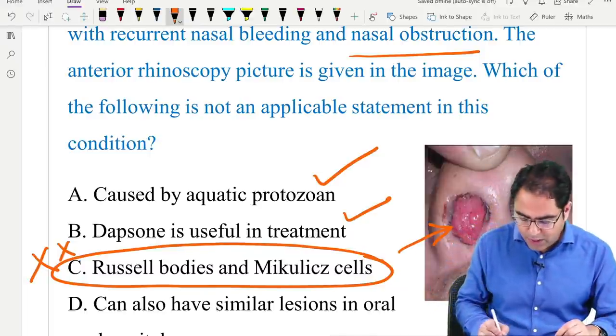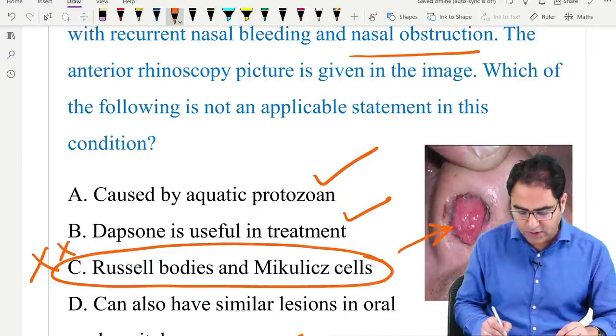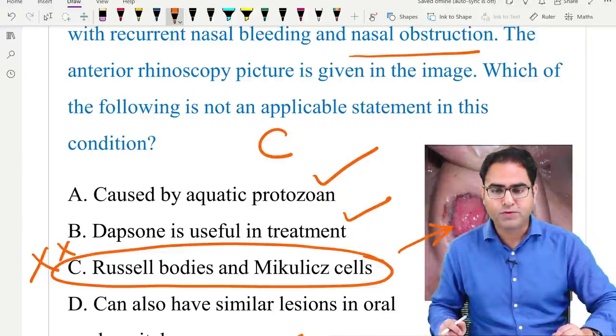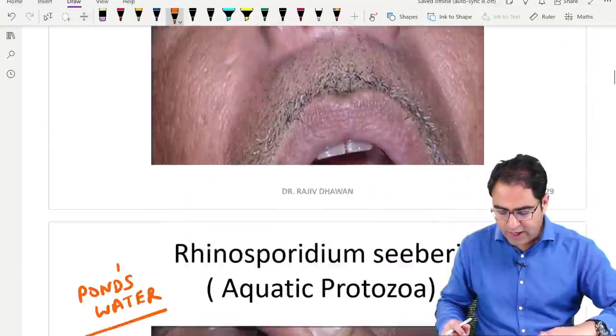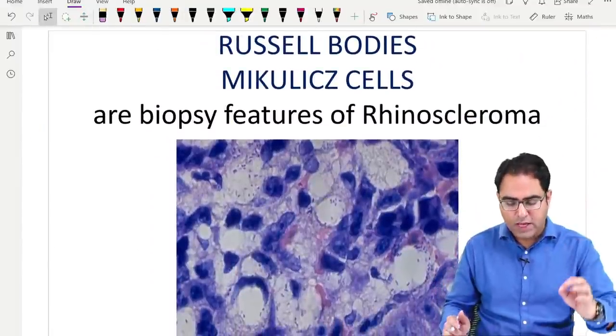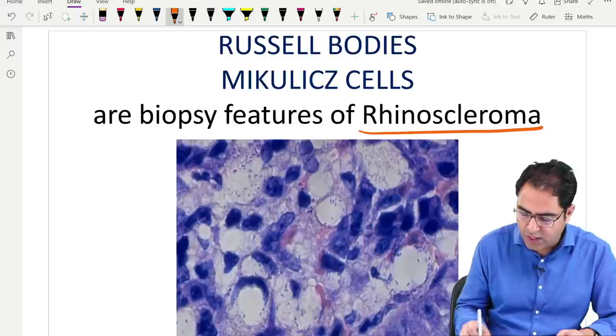And can there be similar lesions in oral cavity and genital mucosa? Yes. The answer to this question is C. C. Very good, Saurav. Absolutely great. C. Let us see, the Russell bodies and Mikulicz cells are a histopathological feature of rhinoscleroma.